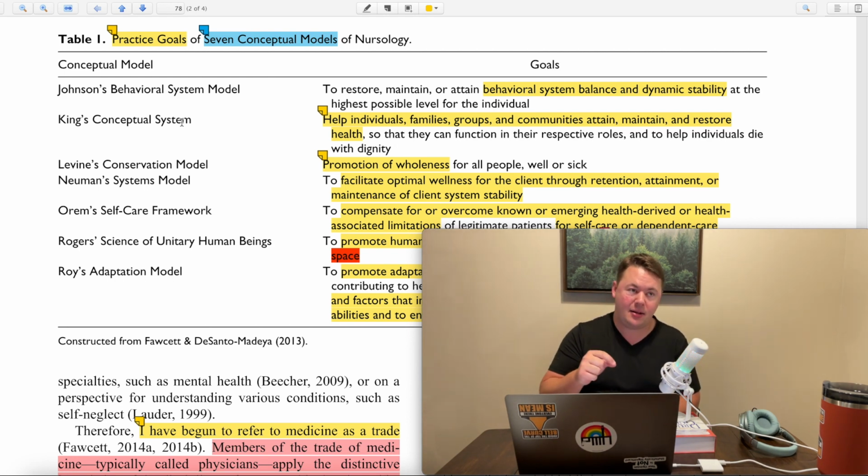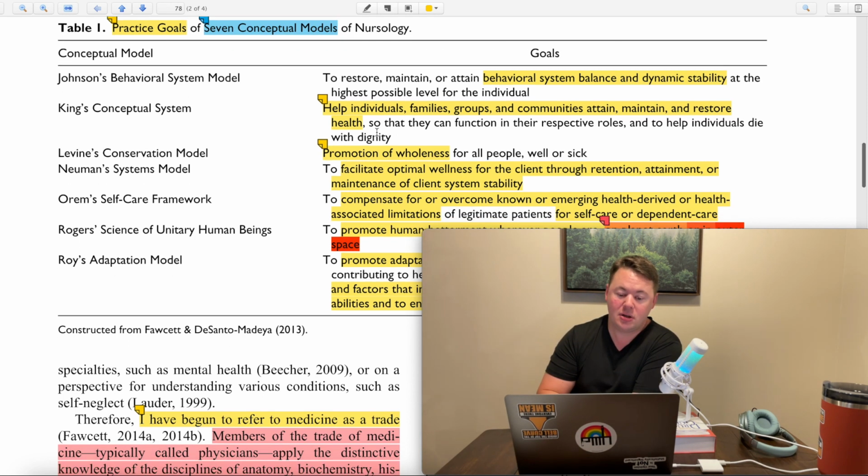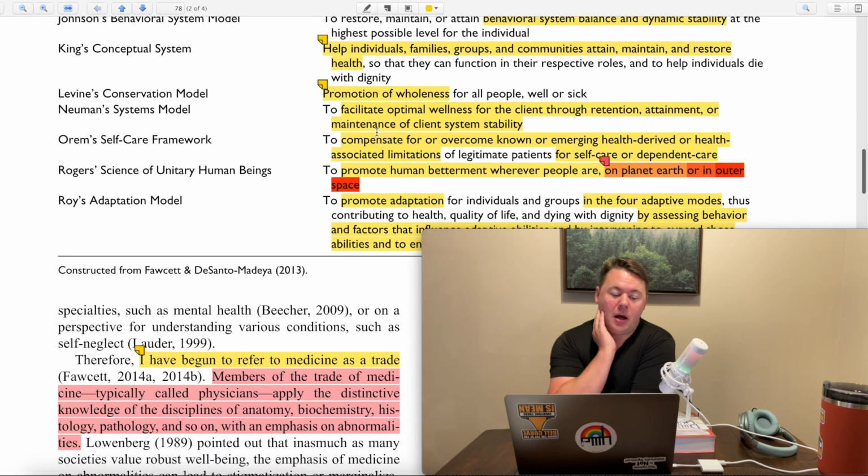Now, I'm not saying that it's not nursing or nursology, and I'm not saying that it is medicine. What I'm saying is this is laid out in this Table 1 as representative of what constitutes nursology knowledge, not medical knowledge. But how that isn't also medical knowledge escapes me. Levine's conservation model, promotion of wholeness for all people, well or sick.